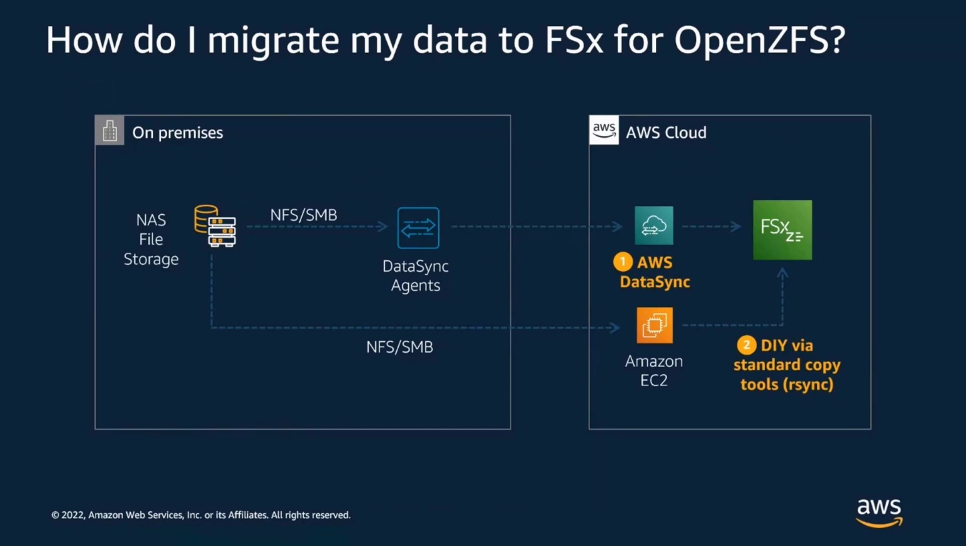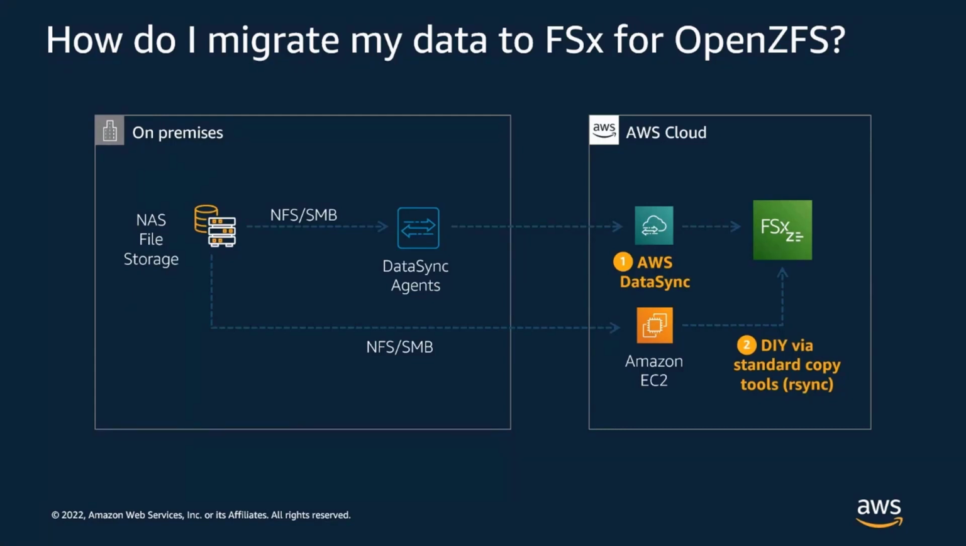So how do I migrate my data to FSx for OpenZFS? Well, we really have 2 core options for migrating your data into this service. And here I'll illustrate an example based on migrating on-premises storage into AWS. On the left is your on-premises environment where you have an existing NAS solution. And on the right is your FSx for OpenZFS file system.